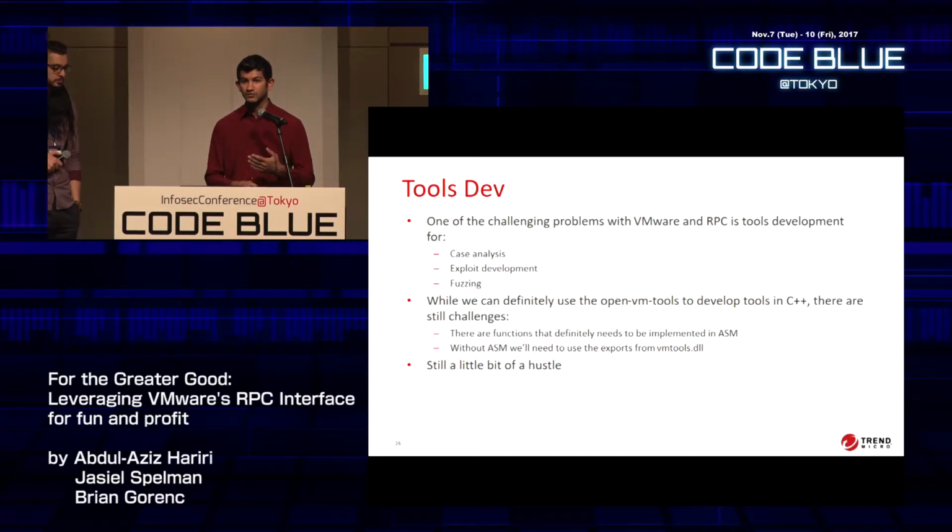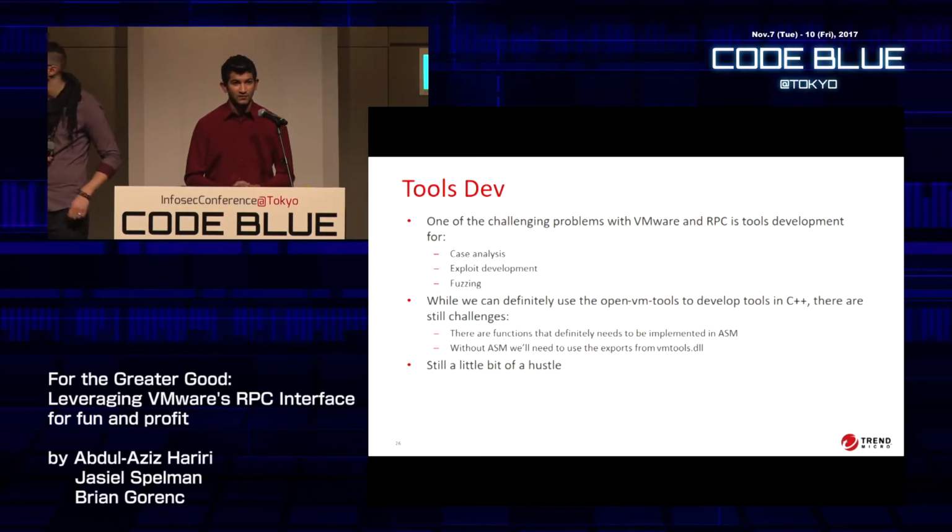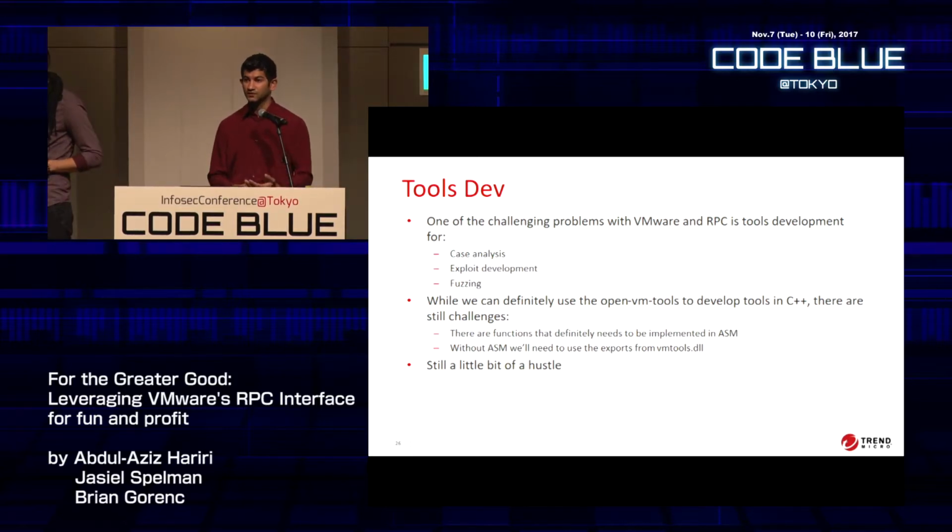However, there are some issues. Some things are implemented in vmtools.dll that aren't in Open VM Tools, and vice versa. And then there are a few cases where you have to go to pure assembly. Even if you have a wrapper around it, there's just no way around having pure assembly. If you were to try and avoid it, you could use vmtools.dll, but that also depends on that library being present on a system, which may or may not be the case, specifically if you're doing exploit development.